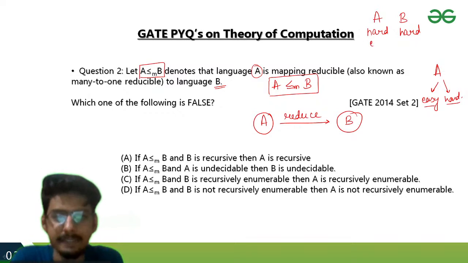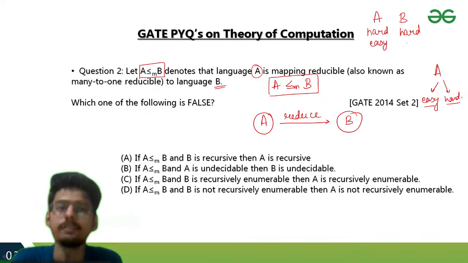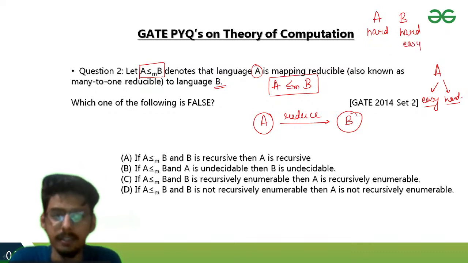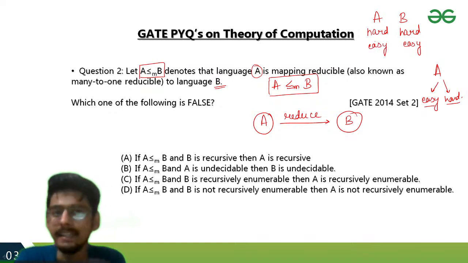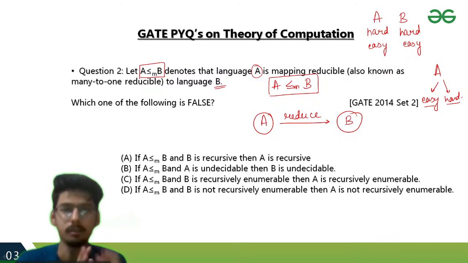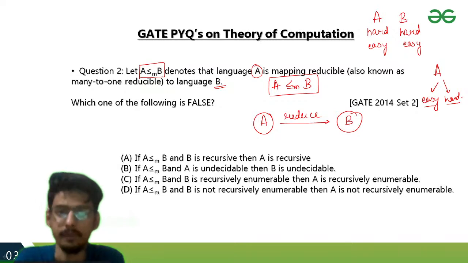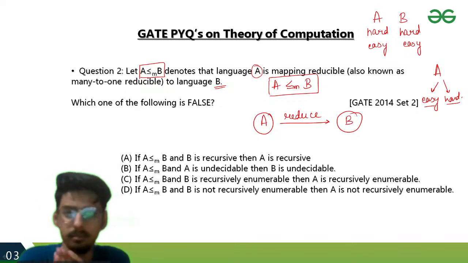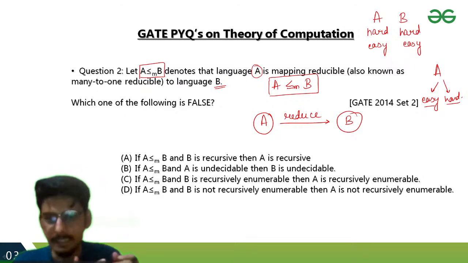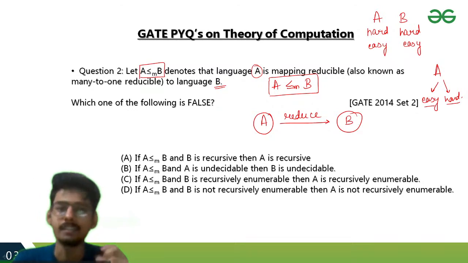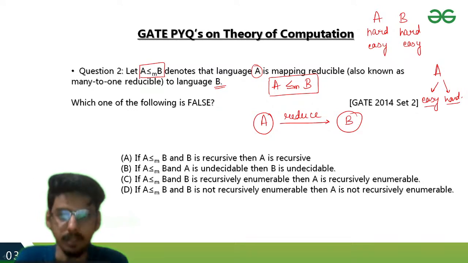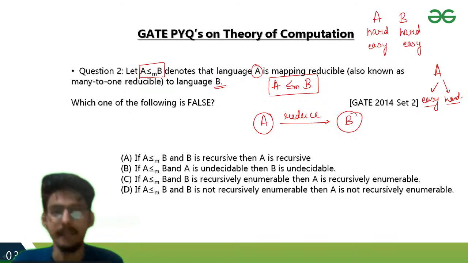If B is easy, then I can definitely say that A is also easy, because B is at least as hard as A. So B cannot be less hard than A. At max, A can be as hard as B. So if B is easy, that means A cannot be hard, because B has to be at least as hard as A. So if B is easy, A has to be easy.